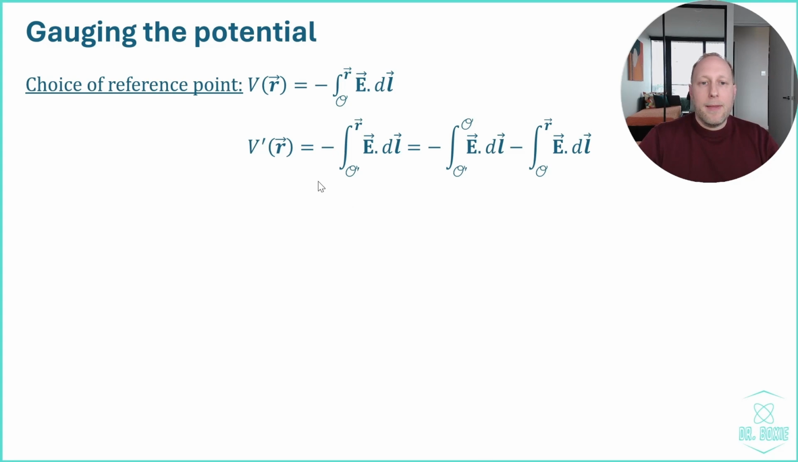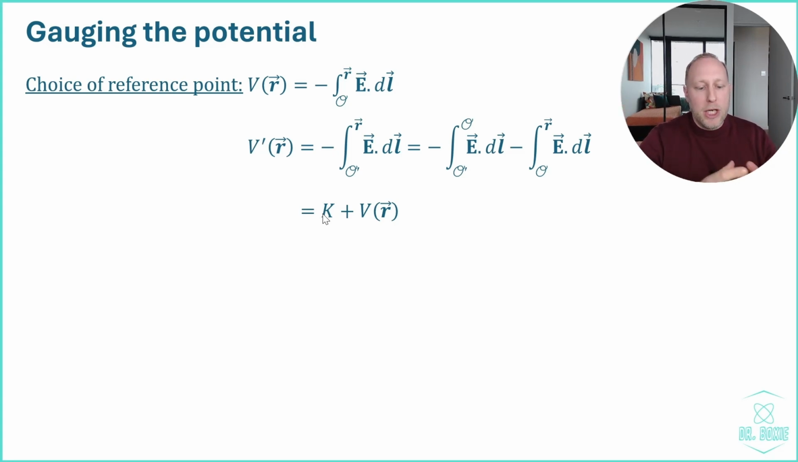Well, notice that V prime, the integral from O prime to R with a minus sign in front of it, can be written as the integral from O prime to O plus the integral from O to R, both with minus signs in front of them. Now the integral from O prime to O is simply a constant. That means that if we know the potential with respect to one frame of reference, the value that it has with respect to another frame of reference would be the same V up to some constant.